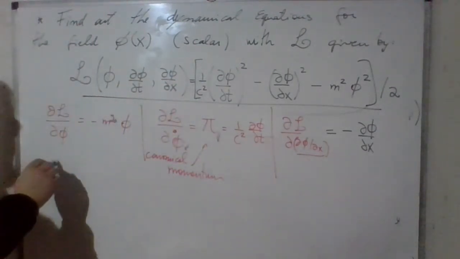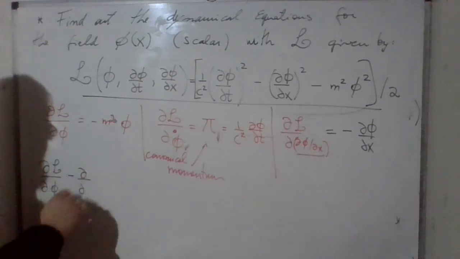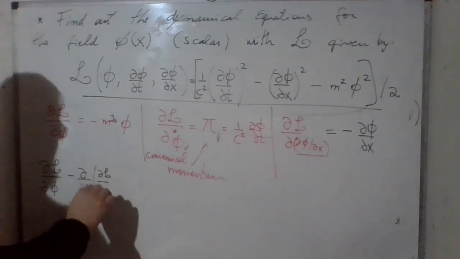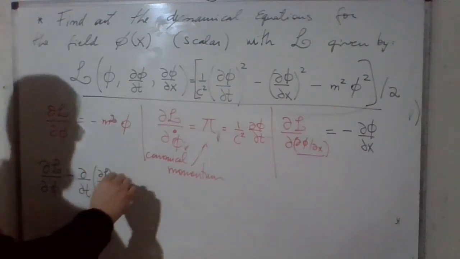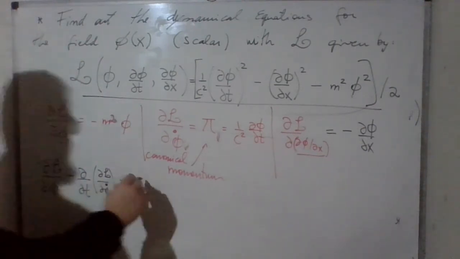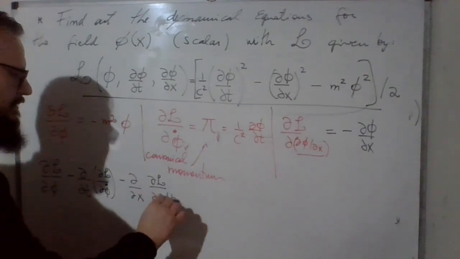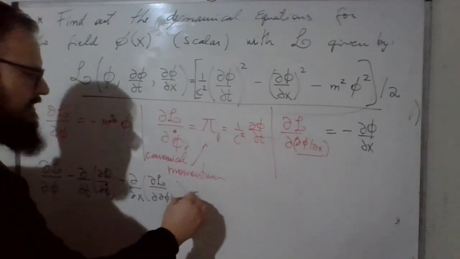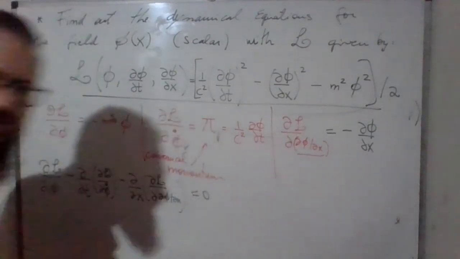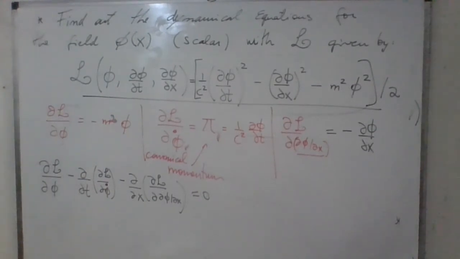Now I need to insert into the Euler-Lagrange equations, which produces the following in case of only one space coordinate. I need to make it equal to 0. I don't know if it's clear what I'm writing here, okay? But I guess it is.